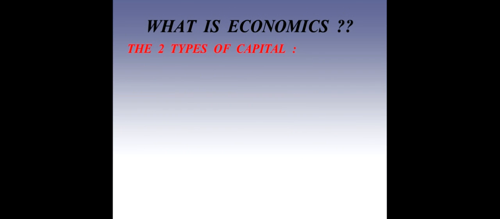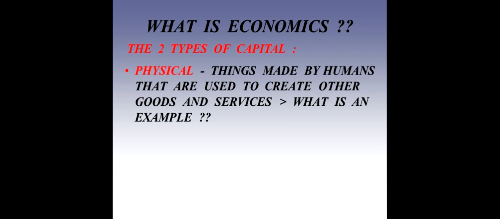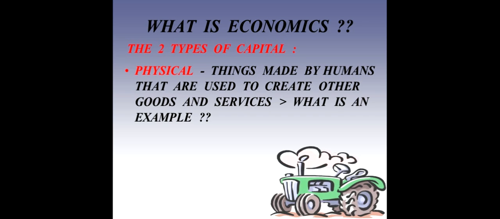Here are the two types of capital. The first I'd like to talk about is physical capital. Physical capital are things made by humans that are used to create other goods and services. Now, I know this sounds very close to the definition of capital, which we looked at a couple minutes ago, but bear with me. I think you'll see the difference between the two types pretty clearly here in a moment. So what's an example of physical capital? I'm going to use first the example of a tractor. A tractor is physical capital. It's made by humans and it's used to create other goods and services.